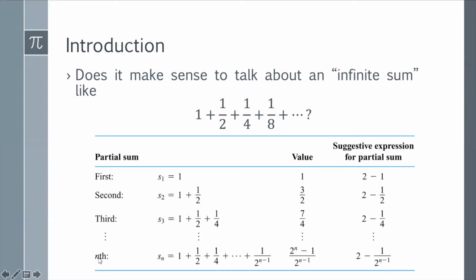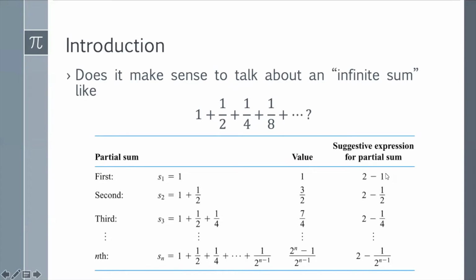And in general, the nth partial sum is the sum of the first n terms. Here you have to be a little careful. 1 plus 1/2 plus 1/4, and so on, up to 1 over 2 to the n minus 1. So maybe take a moment to convince yourself that n minus 1 is correct here, that it shouldn't be n.